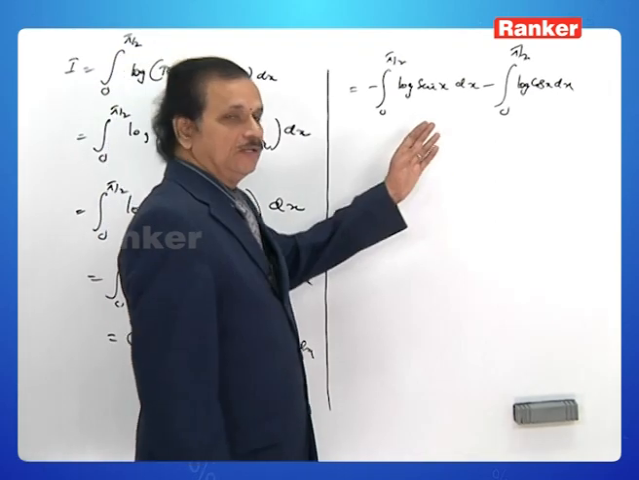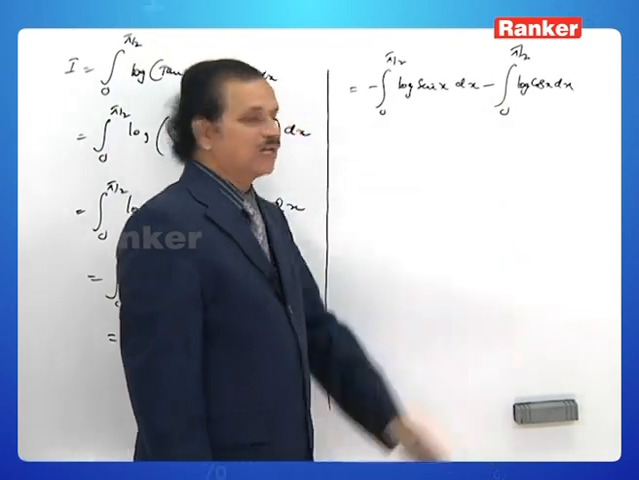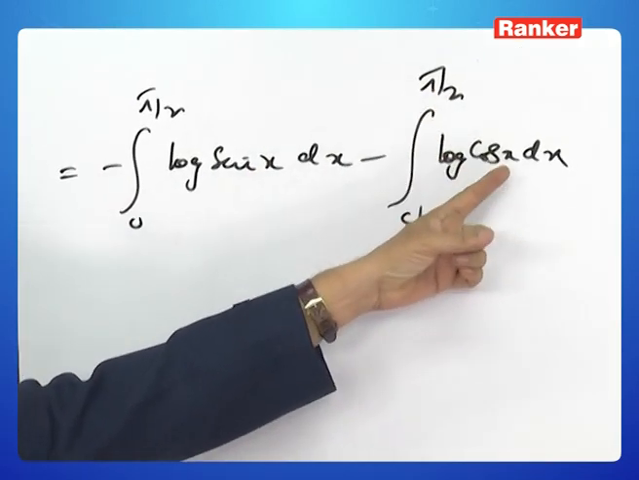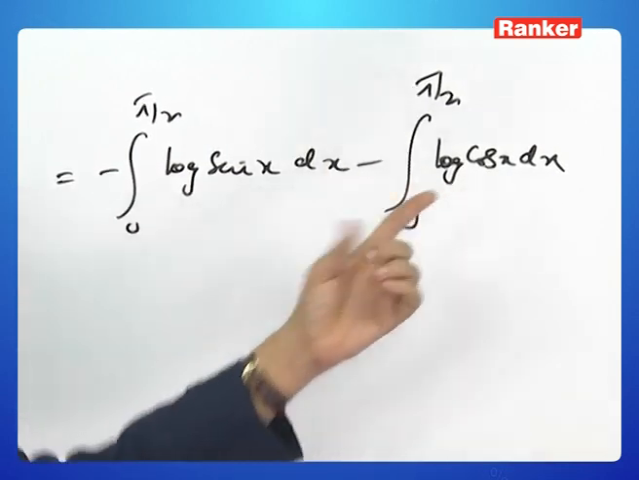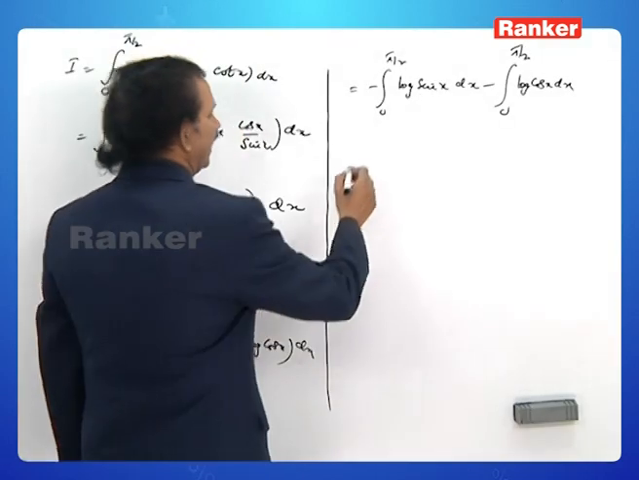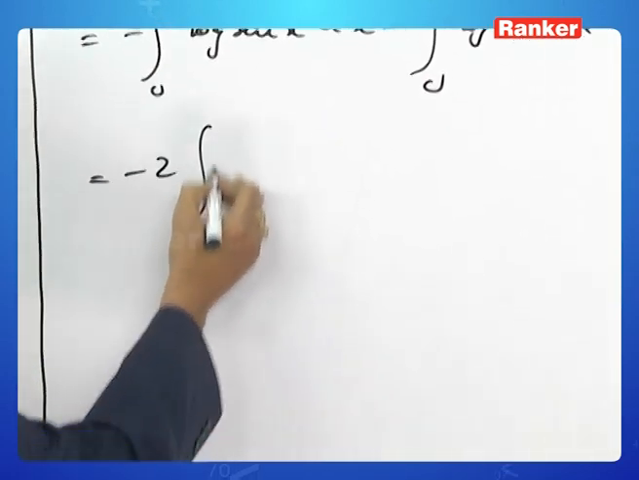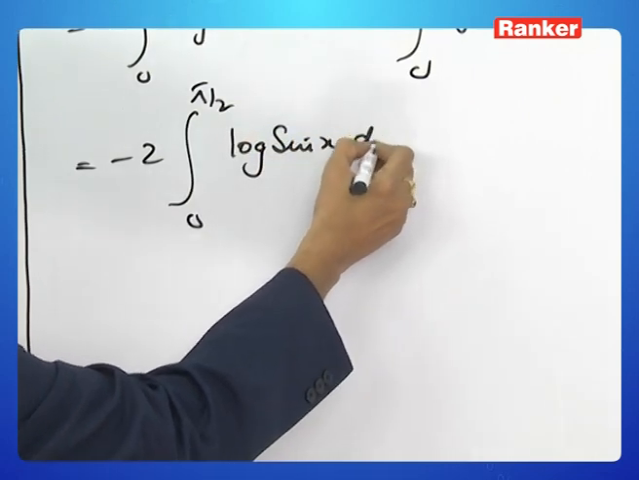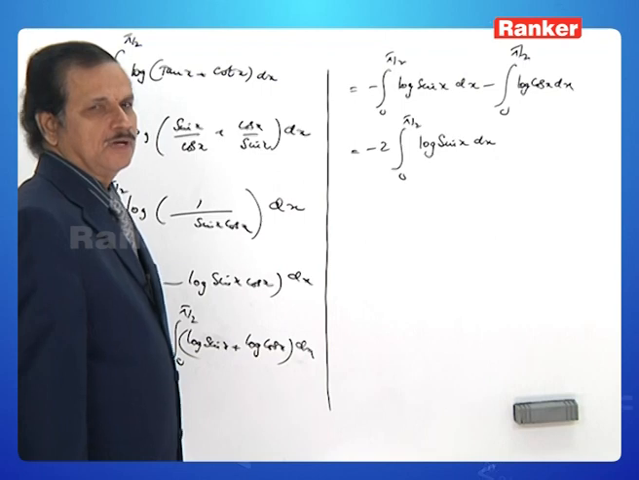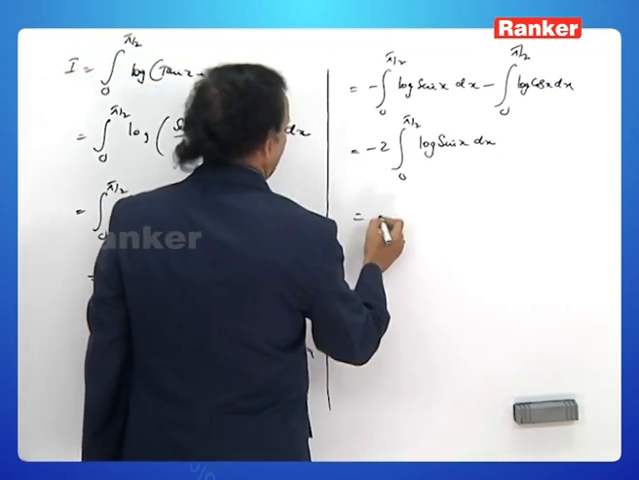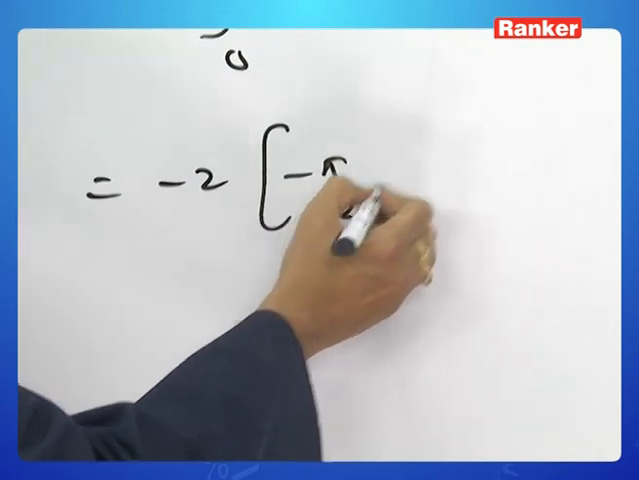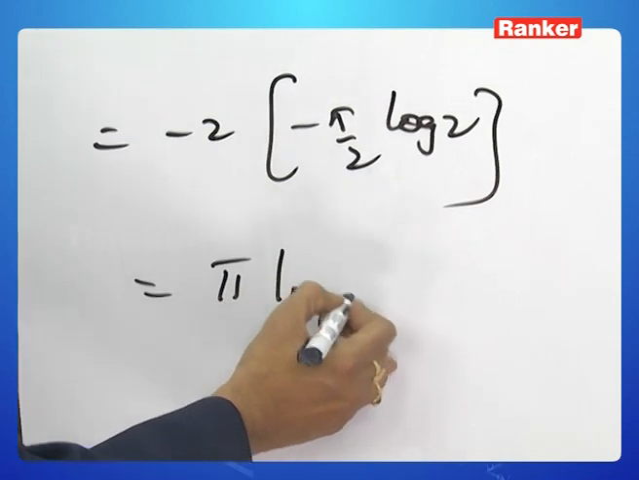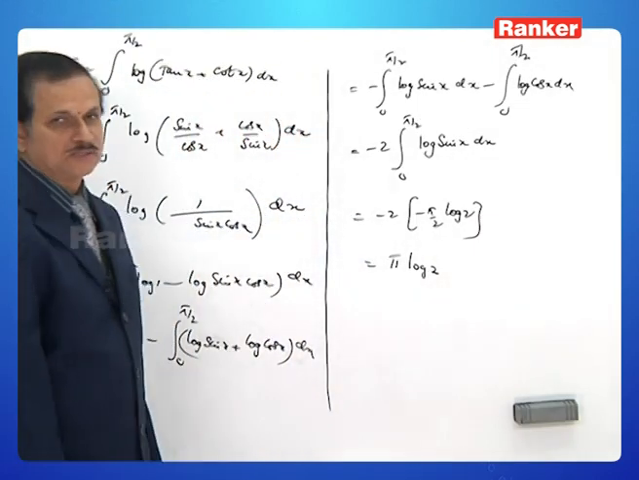Well, my dear, you can observe that these two integrals values are numerically equal because if you replace x by pi by 2 minus x, this becomes log sin x. They are numerically equal. Hence, this can be written as minus 2 into integral 0 to pi by 2 log sin x. And we know that integral 0 to pi by 2 log sin x is nothing but minus pi by 2 log 2. So that it is pi log 2. So the answer is pi log 2.